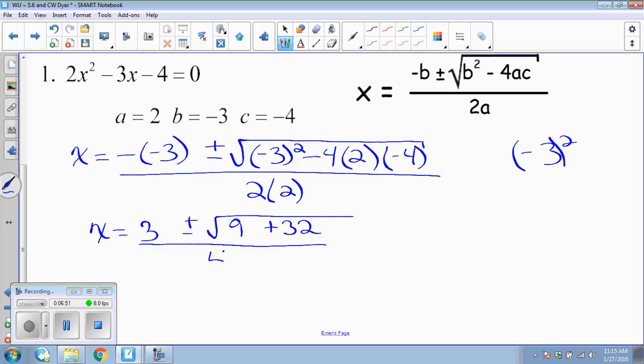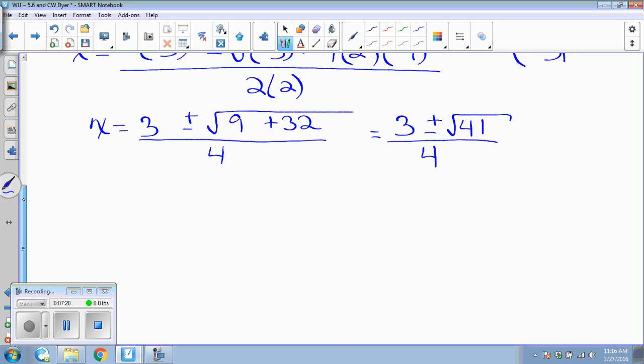All over 4. Okay? And so now this is 3 plus or minus the square root of, what's 32 plus 9? 41 all over 4. Okay? The square root of 41 cannot be simplified. And so your answer can be written like this. Or you can write it like this: 3/4 plus or minus the square root of 41 over 4. Okay? Either one of those is an acceptable answer.